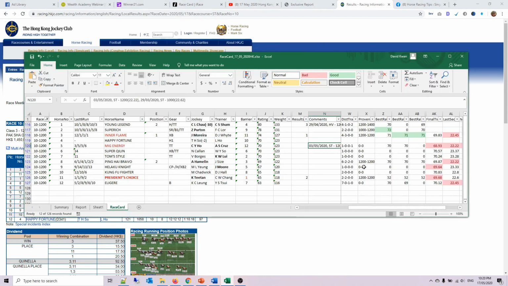Okay, so this is how I mix and match to look at what to decide my main selection later.